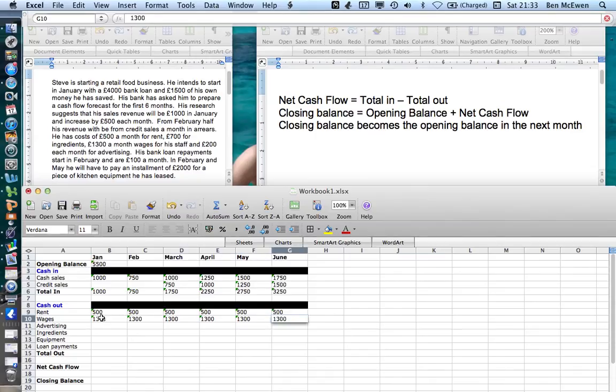Make sure you fill it in accurately. One of the things that we've been finding is that if you make a small error and then you carry it through, then it makes the whole forecast slightly out of whack. So we've got £200 for advertising. Ingredients we said were going to be £700.